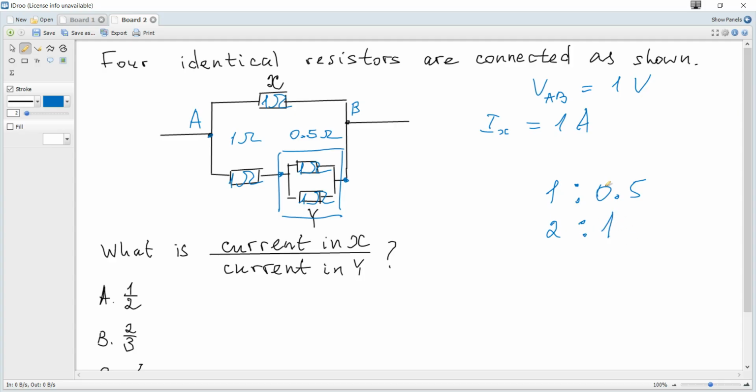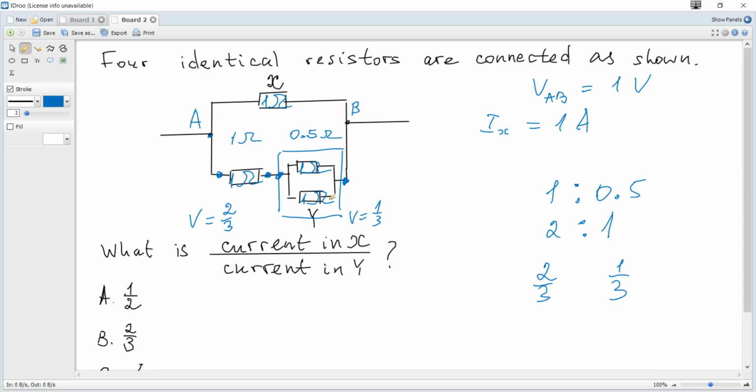And how to divide 1 volt in ratio 2 to 1? There are 3 parts in total, so it's 2/3 multiplied by 1, or just 2/3 volts, and 1 over 3 multiplied by 1, 1/3 volts. So voltage or potential difference across these points and across this component, it's 2/3 volts, and voltage across these points is 1/3 volts.